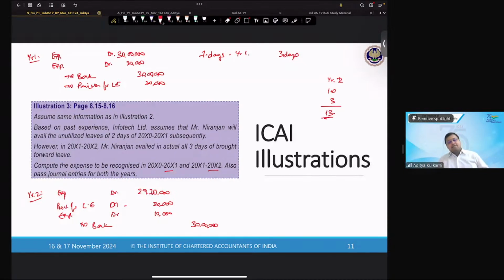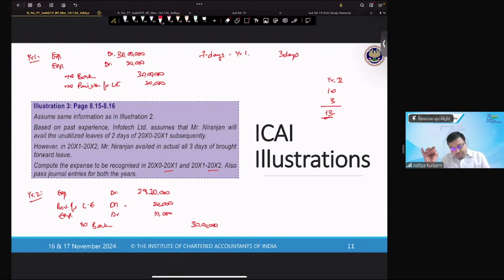When he has taken, say, 11 days in the next year, I will utilize the first 3 days, then 8 days. So then 2 days will be left. That will move on to the third year and that will go on and on. But here the institute had to bring this to a closure for our understanding, because that is very critical for us.